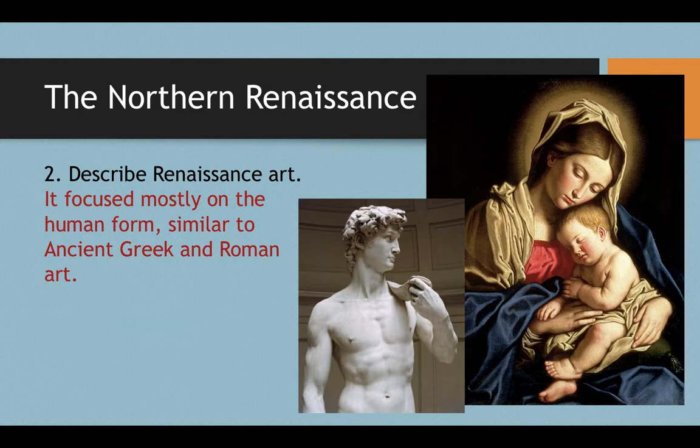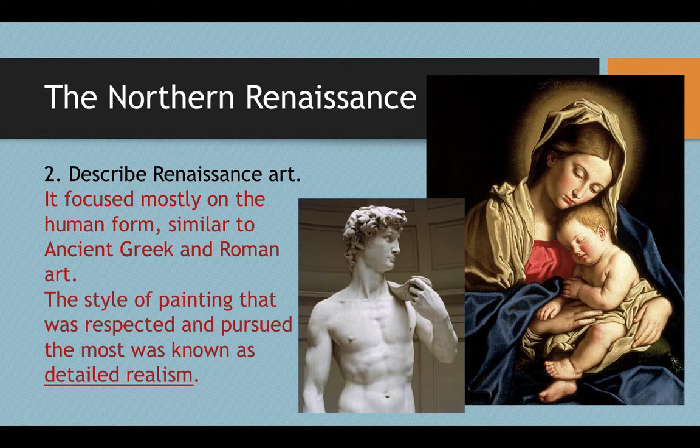You don't see much Renaissance art that's just like a landscape. You don't see much of it that's abstract either. It's all focused on people, which is my favorite type of art. That's focused on actual people. So it's focused on the human form, trying to get the human form exactly accurate, and most paintings and sculptures featured people, just like that of ancient Greek and Roman art.